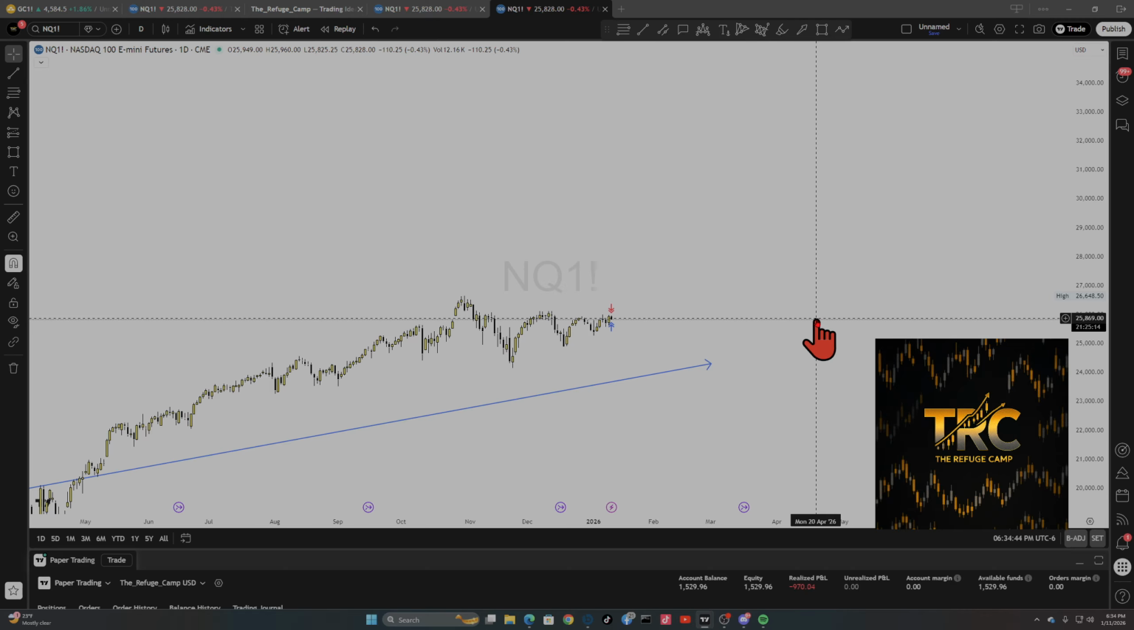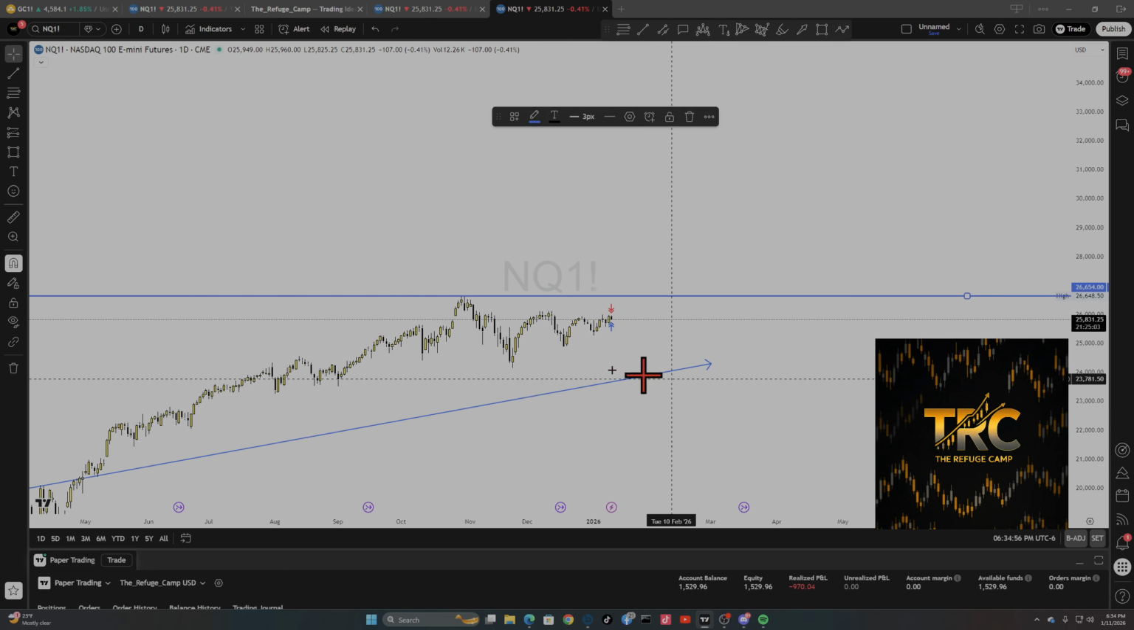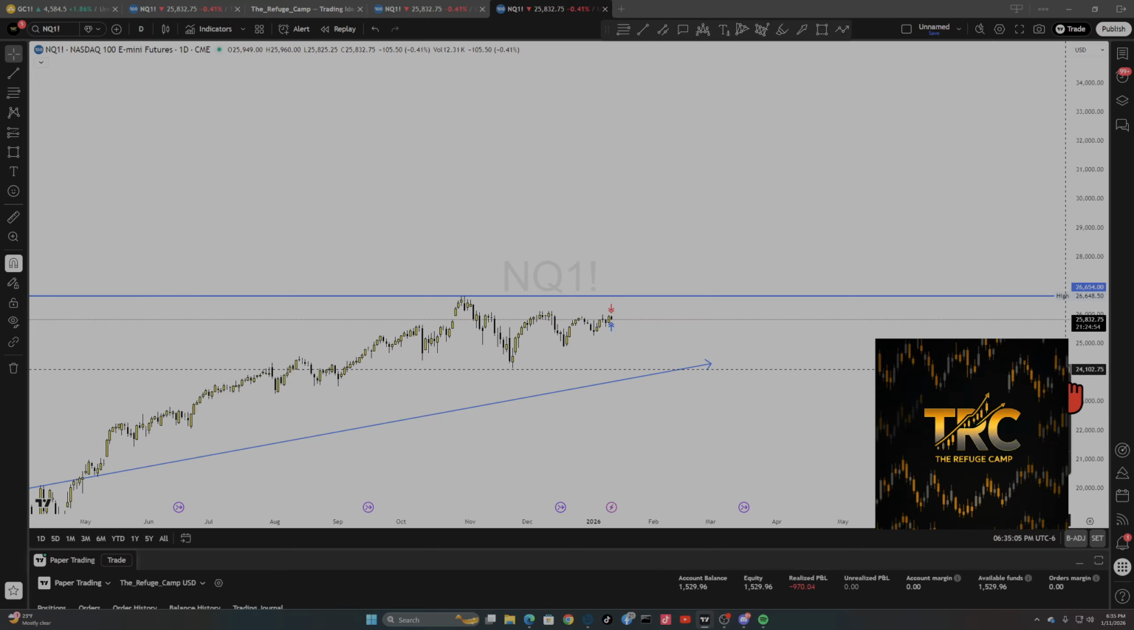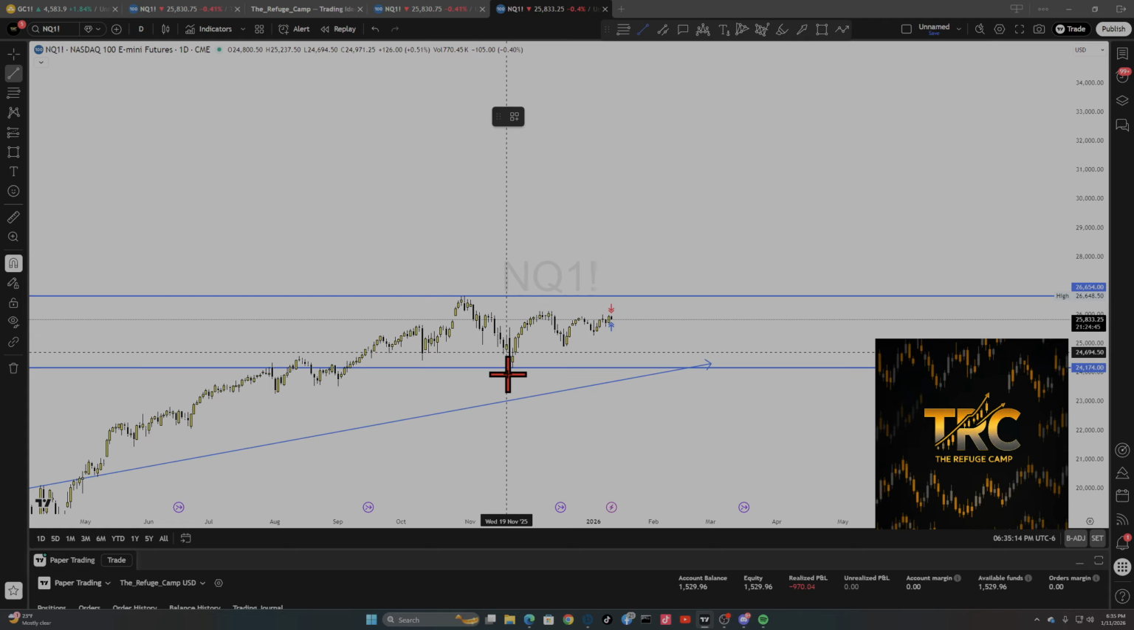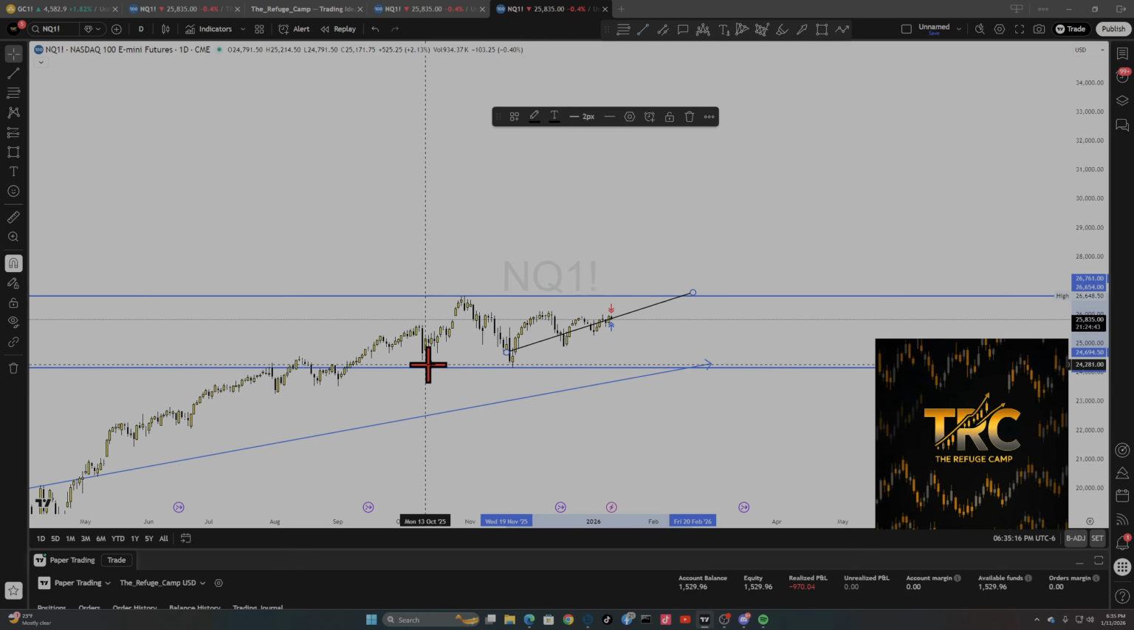So on the daily, I can clearly see our all-time high is up here at the 649.50. I'm gonna put a line across there, right? Just as a visual representation. I can see our most recent low was down here at about the 24,170 area. Now I have a range, right? And I can see within that range, price is continuously trending.